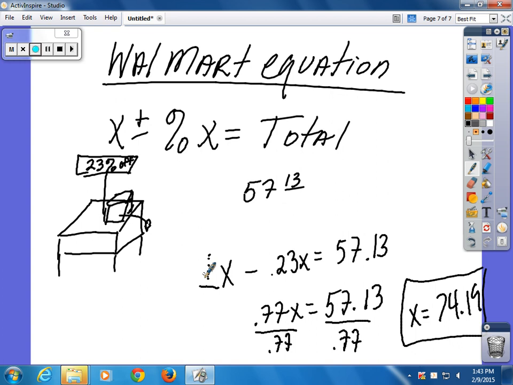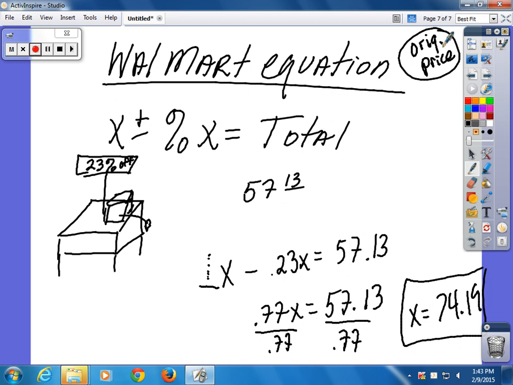Whenever you want to find the original price of something, this one is the one to use. Now you can do it with the sentence problems, but it takes 2 or 3 steps. And it's not worth teaching, because this is a whole lot easier.